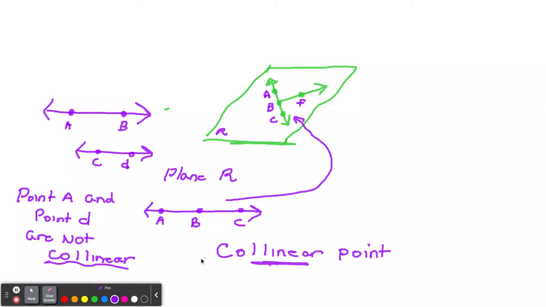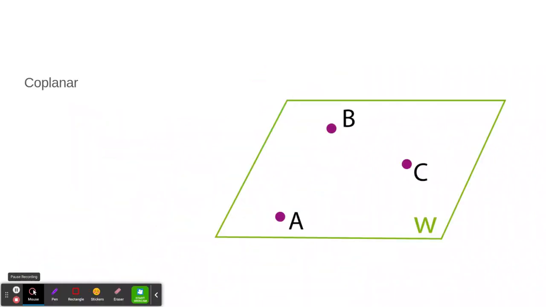And another term now, next vocabulary alert, is coplanar. What do you think that means? Coplanar means they're on the same plane. So if you look at the plane over here, plane R, A, B, C, and F are coplanar because they're on the same plane. All right, so what points are coplanar? Very easy question, right? Point A, point B, point C, they're on the same plane, so they're coplanar.